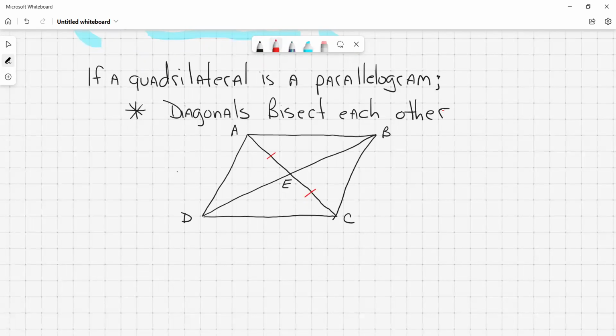So D to E is going to be equal to E to B. And we'll apply this rule here in a minute or two and use that rule to solve some quadrilateral problems. All right, so diagonals bisect each other.